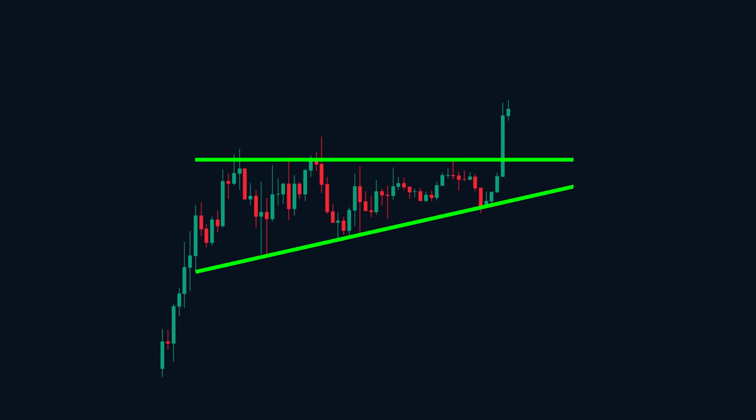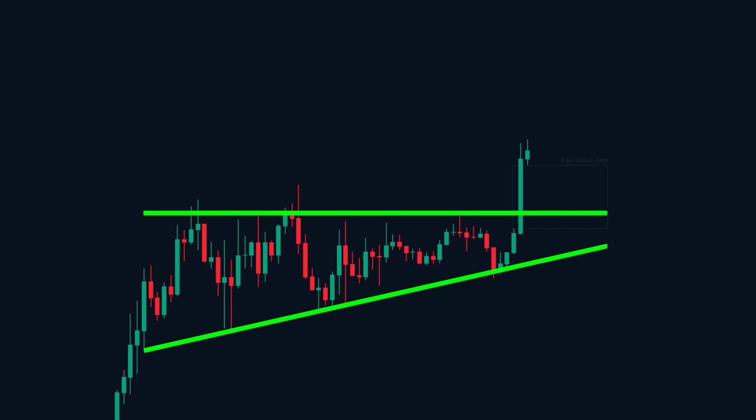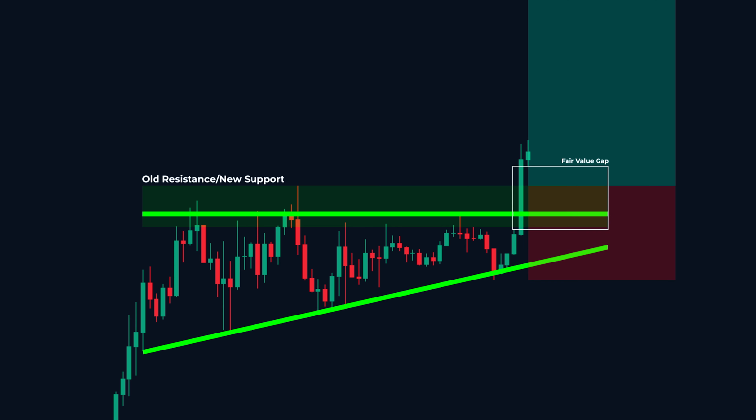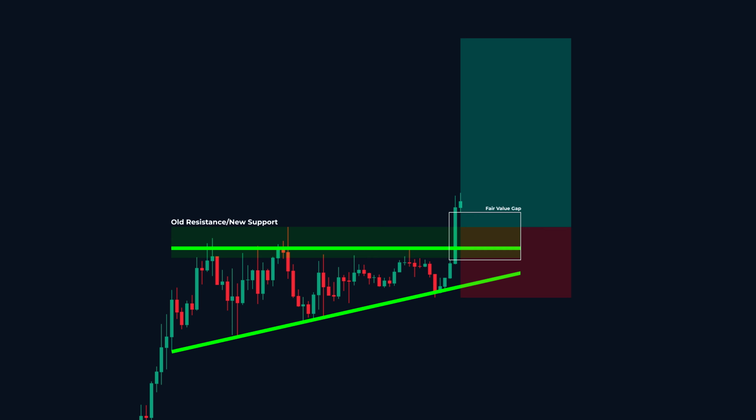Again, no chasing. Wait for price to pull back, fill the imbalance, and confirm the old resistance as new support. That's your entry. Stop below the last higher low, and your target comes from the height of the triangle itself, or around 3 times your risk.